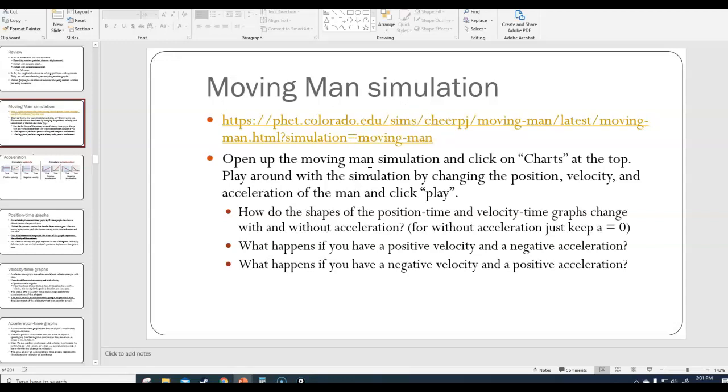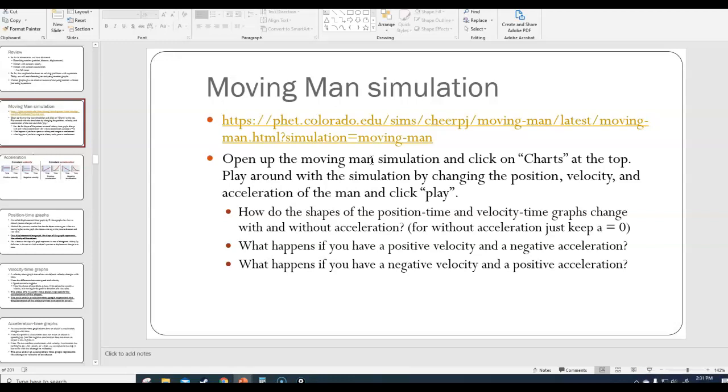And I want you to play around with the simulation by changing the position, velocity, and acceleration of the man to different values, big values, small values, positive, negative values, and then when you click play, you should be able to see the graphs get created.